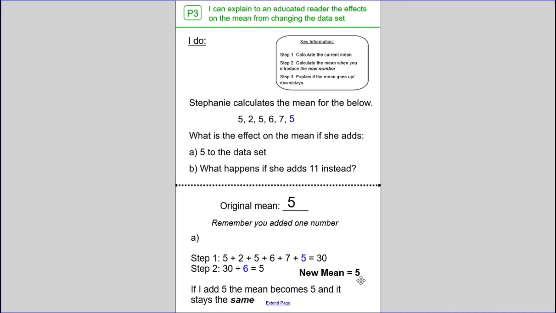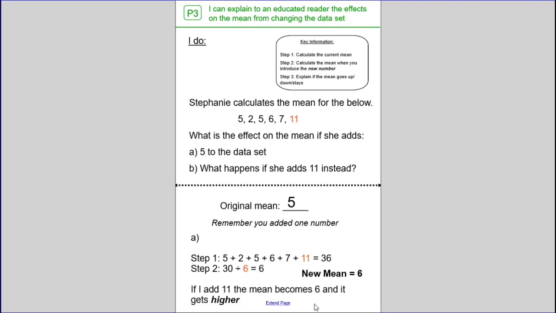What happens if I add 5? So we can see that the new mean is 5, and if I compare this to the original mean, step 3, I need to explain if the mean goes up, down, or if it stays. So I can see that I've got 5 and I'm comparing it against 5. So that means the mean stays the same. So there is actually no effect to the mean if I add the number 5.